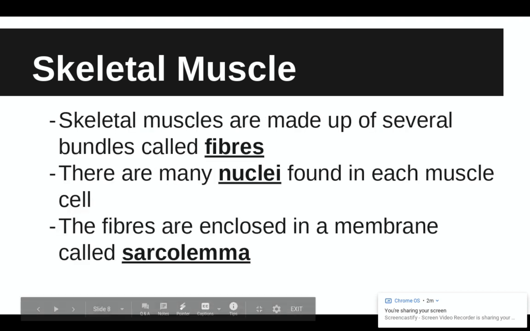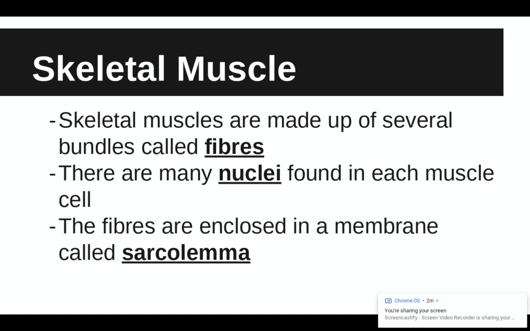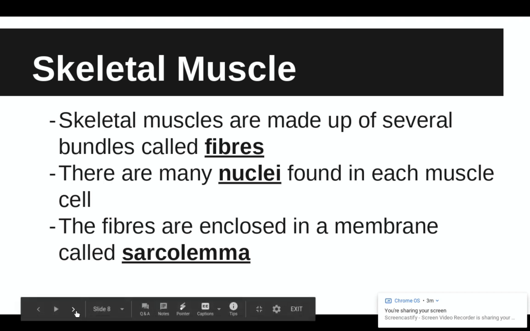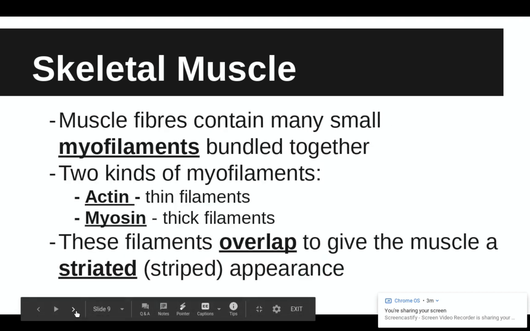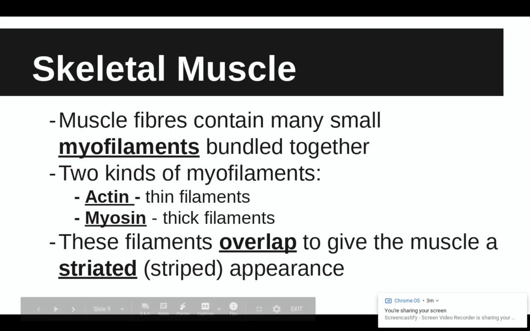Skeletal muscles are made up of several bundles that we call fibers. There are many nuclei found in each muscle cell, and then the fibers are enclosed into a membrane called a sarcolemma. These muscle fibers contain many smaller myofilaments that are bundled together. Two important types of myofilaments are actin, which are the thin filaments, and myosin, which are thick filaments.